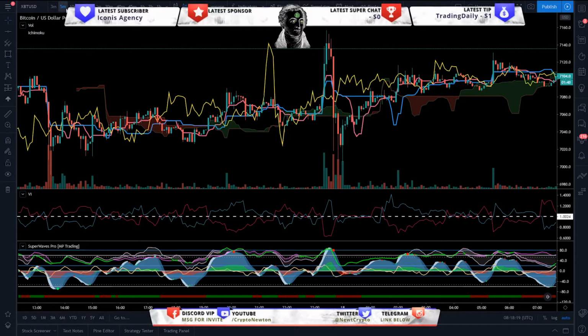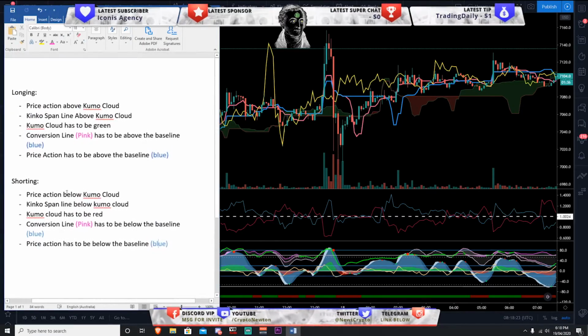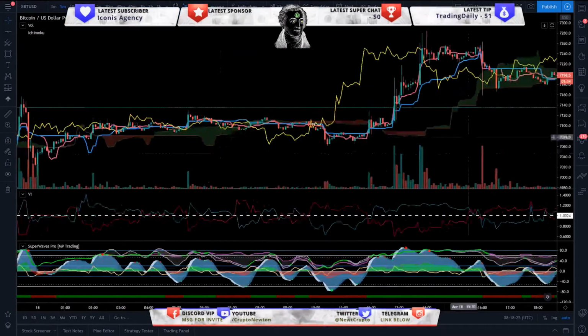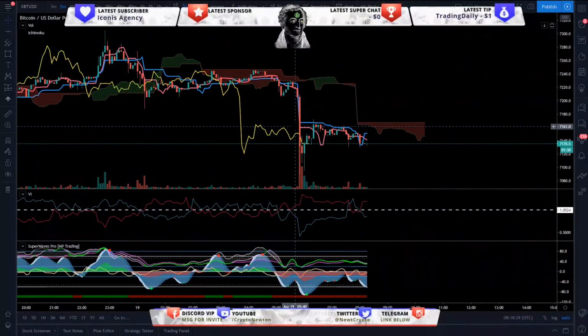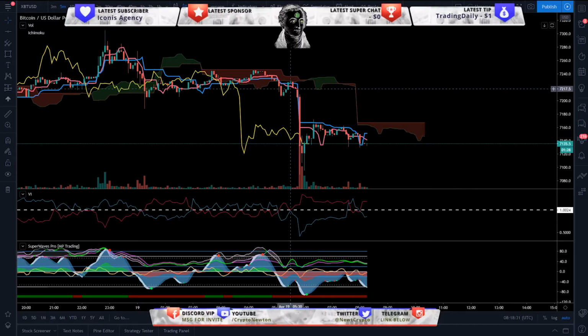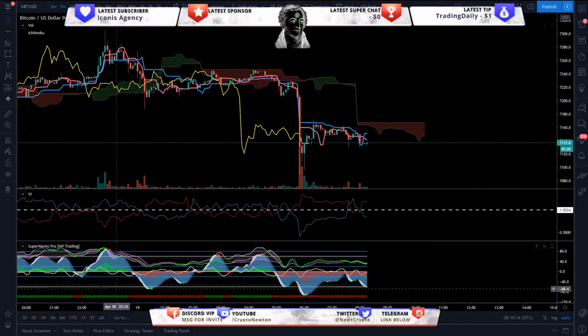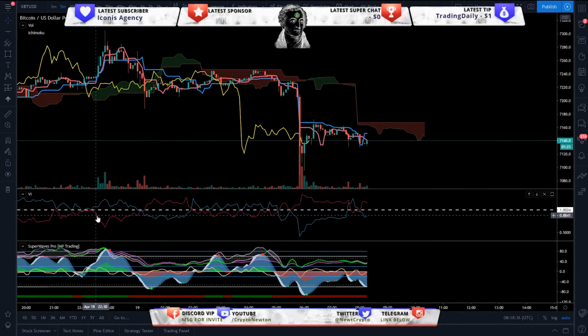Okay, so we're going to do another longing one. We want to long this price action, or we don't want to long this price action. We're not biased to either side. We want to do both long and shorts. Let's take a look at this. Actually, this is a good short example, I believe.